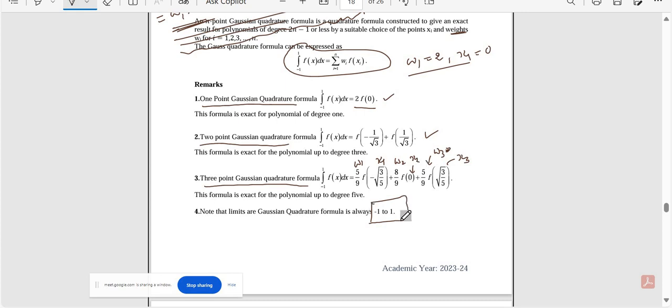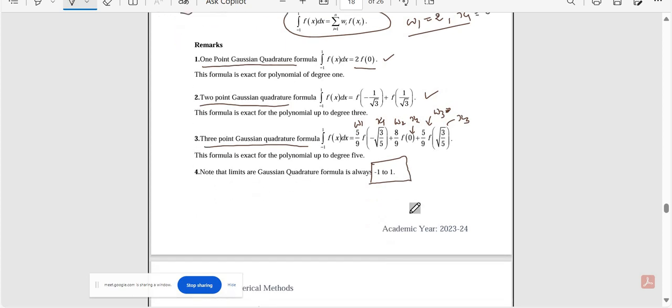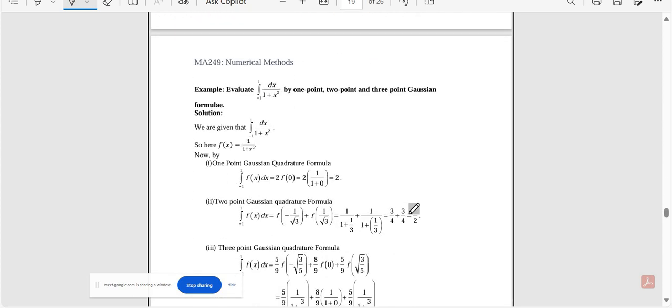Done? Can we proceed? Yes. Now, next example. Evaluate the integral from -1 to 1 of dx upon 1 plus x square by 1-point, 2-point and 3-point Gaussian formula. As we know, our integration is already from -1 to 1, so we can apply the Gaussian formula directly. First 1 point: the integral from -1 to 1 of f of x dx means 2 f of 0, that is the formula.